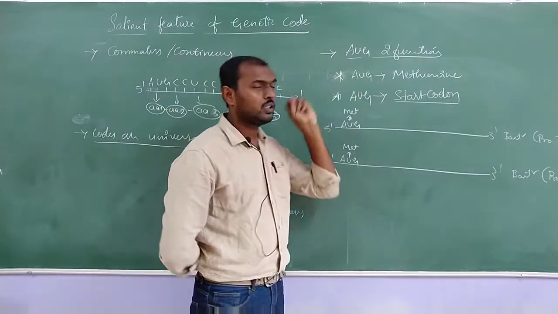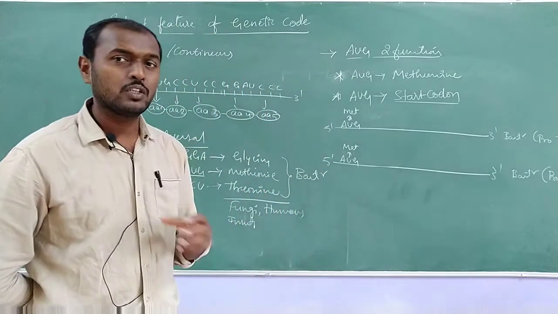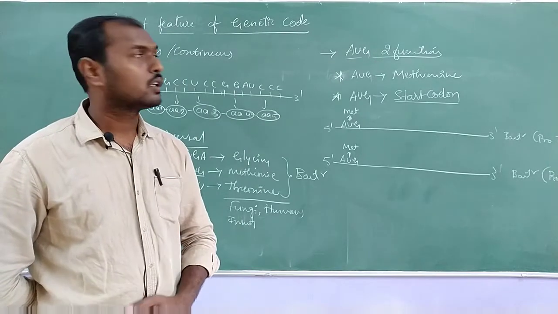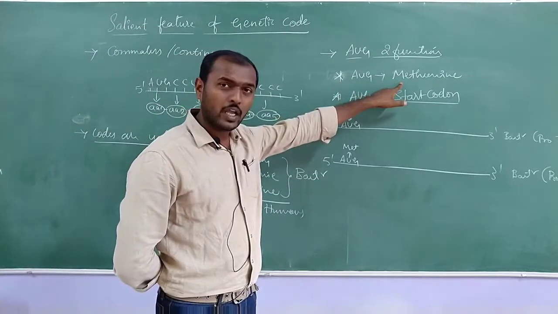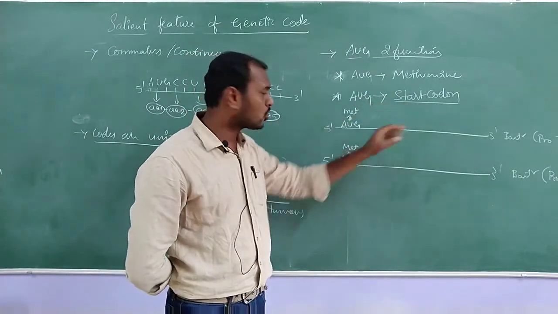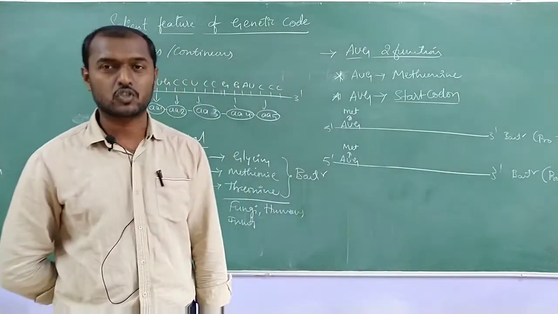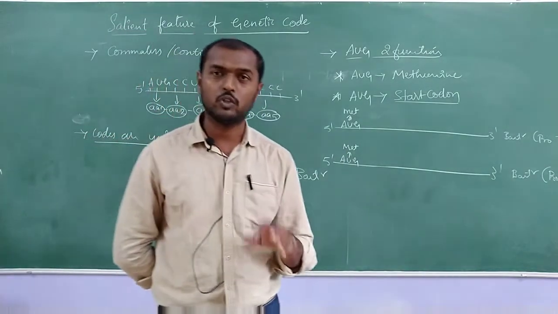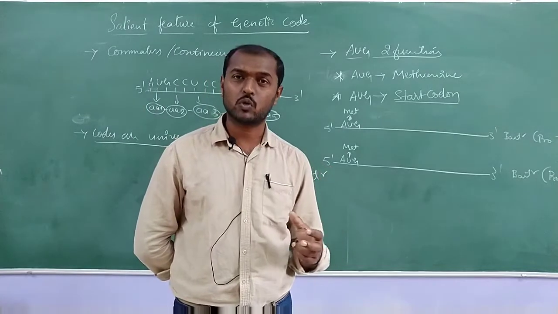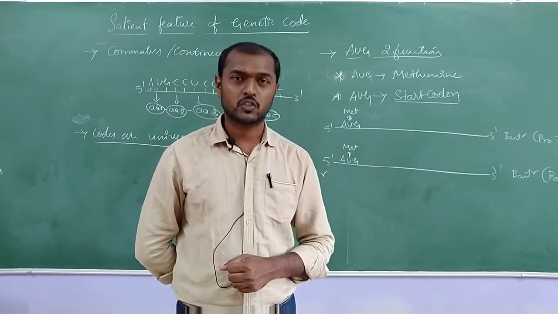And the last one, we have the codon called AUG. This codon is going to code for methionine, and there is always a requirement of the AUG codon at the beginning of any protein. That's why it is called the start codon. It codes for methionine and initiates the process of translation.